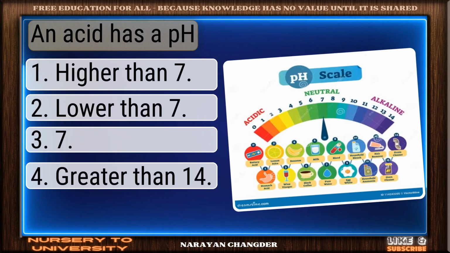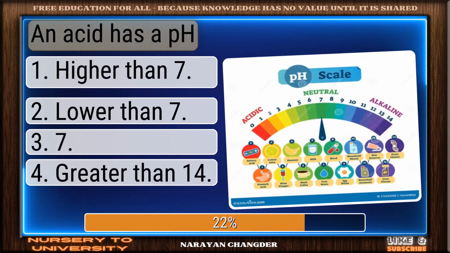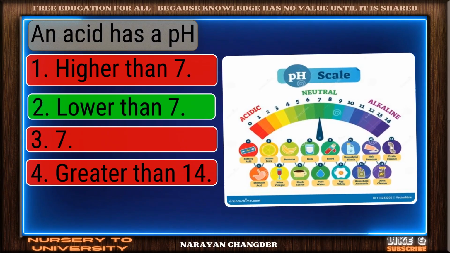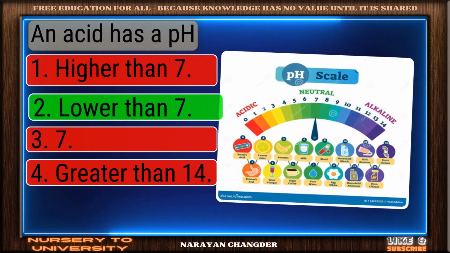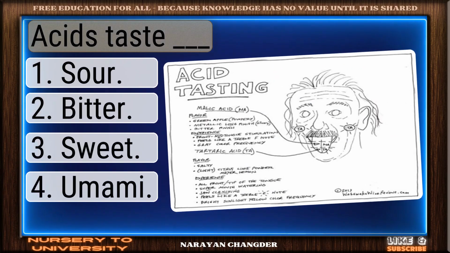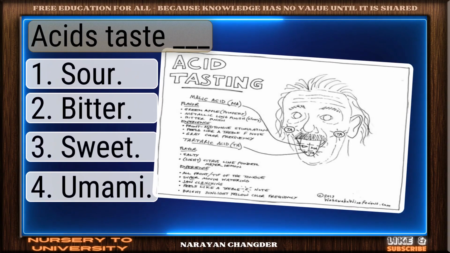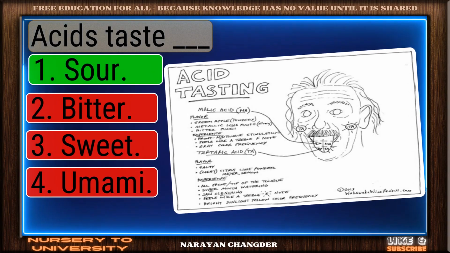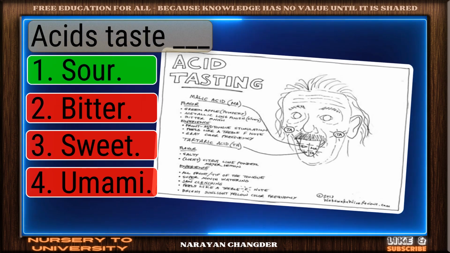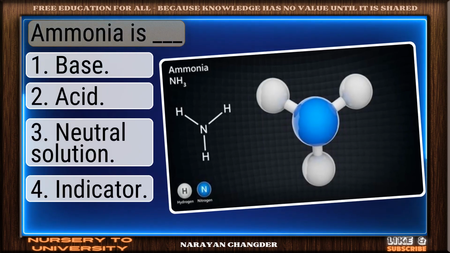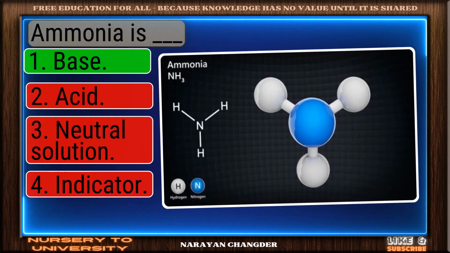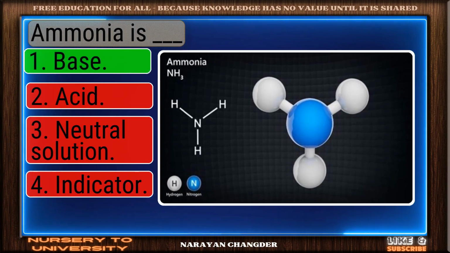Question number 275. An acid has a pH. You chose lower than 7, and it is correct. Question number 276. Acids taste dash. You got it. Your choice sour is right. Question number 277. Ammonia is dash. Correct. Base is the right answer.